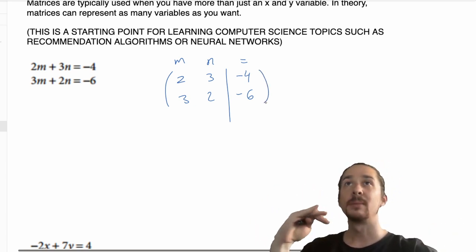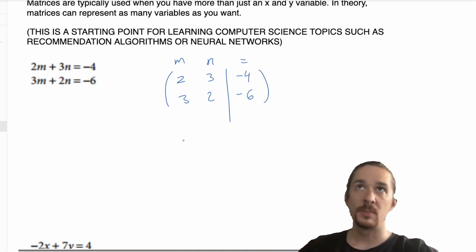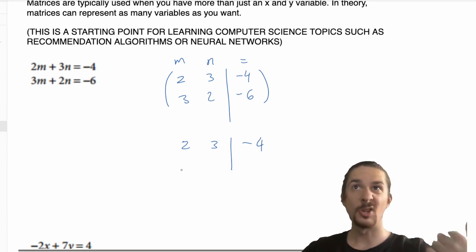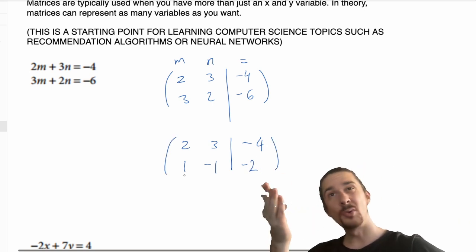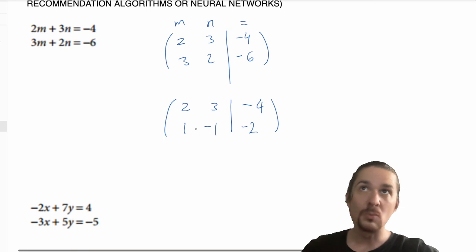So what I'm going to do is subtract the top row from the second row. So our matrix becomes, the top row will remain unchanged, but the second row is now going to have the top row subtracted from it. So that's a 1, that's a -1, and then this is going to be a -2. Now I'm going to subtract two amounts of the second row from the first, and you'll see that this is going to eliminate one variable.